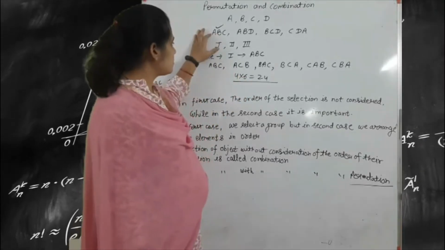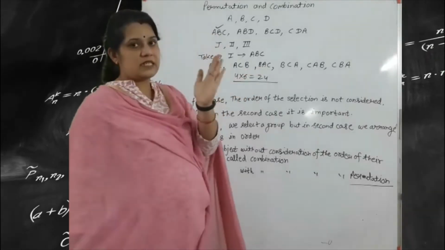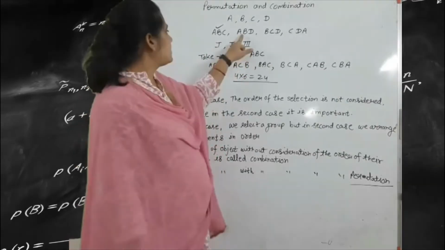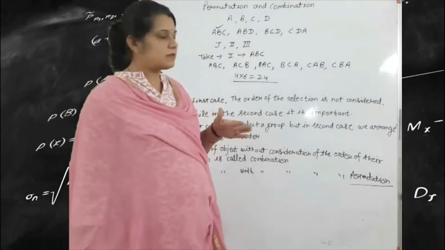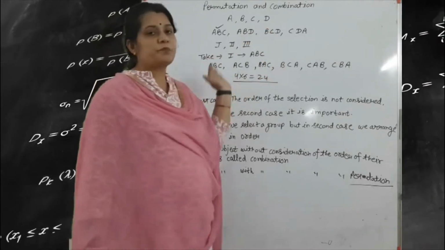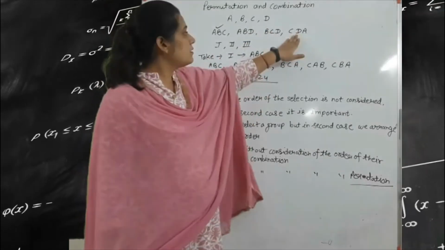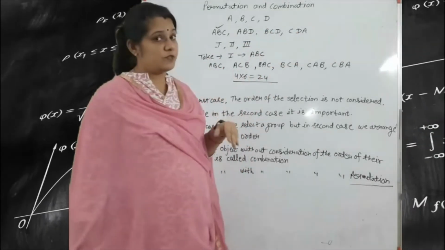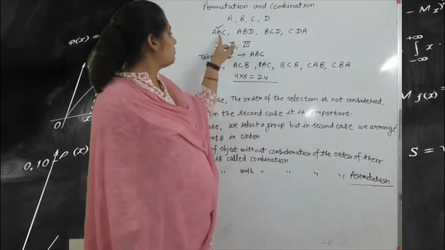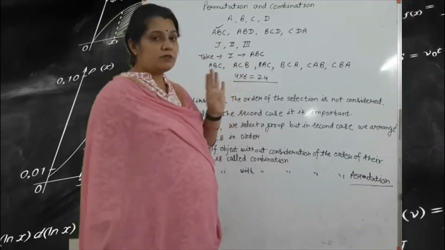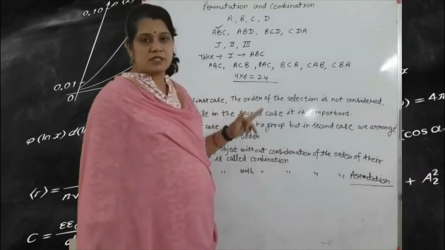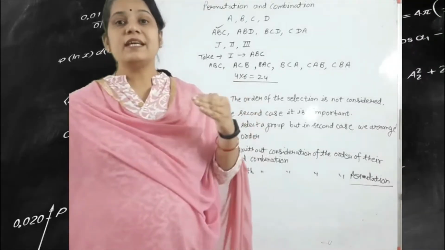That means the first group has six ways. The second group again has six ways. The third group again has six ways. And the fourth group again has six ways. So every group has six ways, and we have four groups. So 4 into 6 is equal to 24.